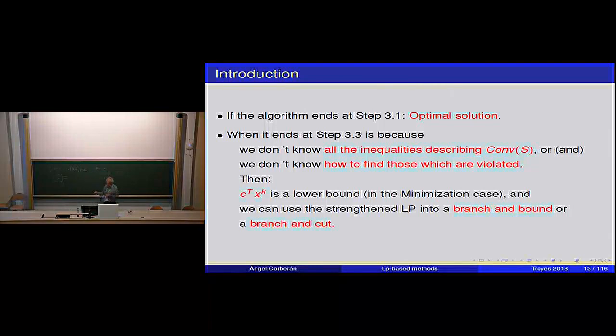Then we have to stop, and the thing is that what we have obtained is a stronger lower bound in a minimization problem, and then we can go to a branch and bound or a branch and cut algorithm with a better bound and more possibilities for succeeding in solving our problem.